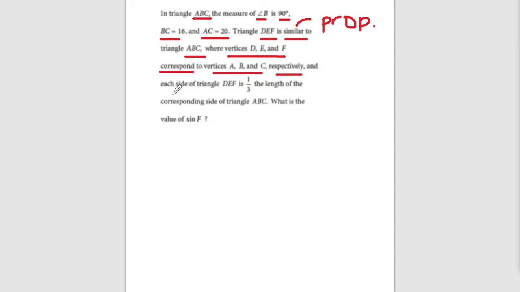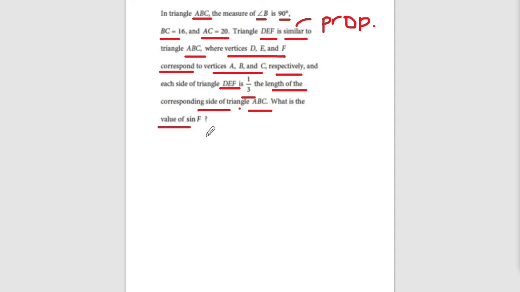In triangle ABC, the measure of angle B is 90 degrees, BC equals 16, and AC equals 20. Triangle DEF is similar to ABC, so similar means they have the same proportionality in the sides. It also says that the vertices DEF correspond to vertices ABC respectively, and that each side of triangle DEF is 1/3 the length of the corresponding side of ABC. So what is the value of sine F?